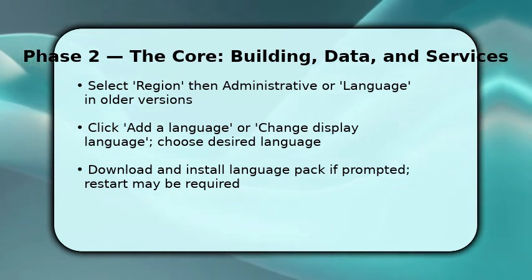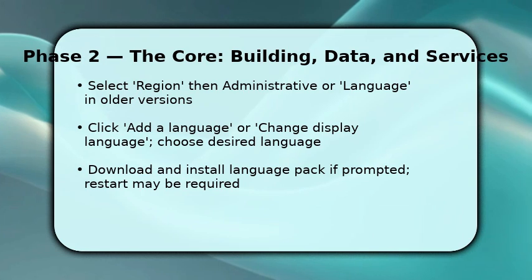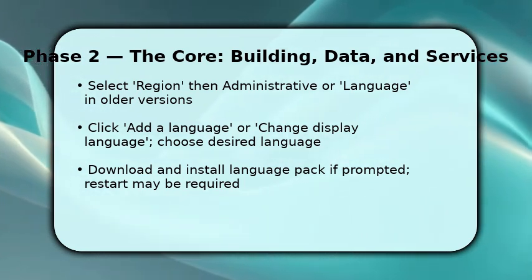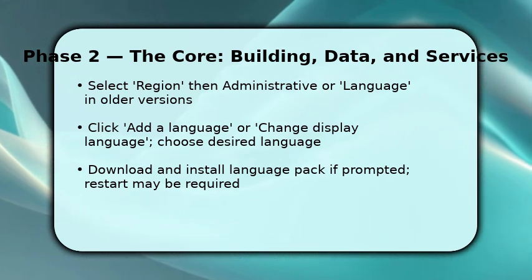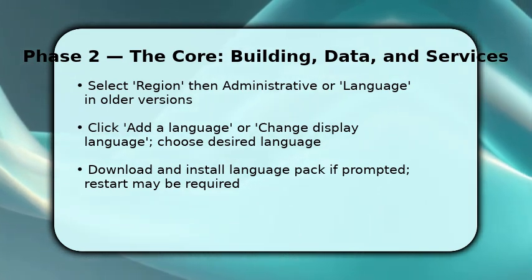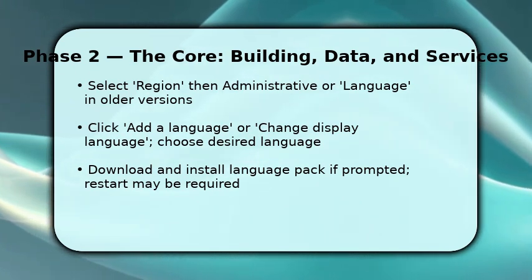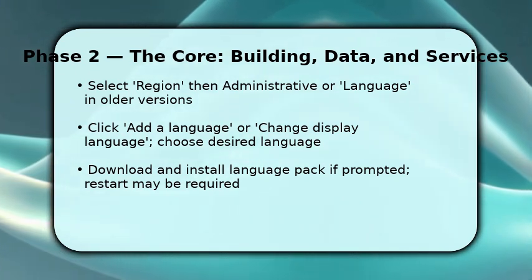Once there, click Add a Language or Change Display Language, then pick the language you want from the list. This instructs the system which language to prioritize. If a language pack is required, download and install it. This step ensures all system strings are translated. Make sure you have an internet connection.